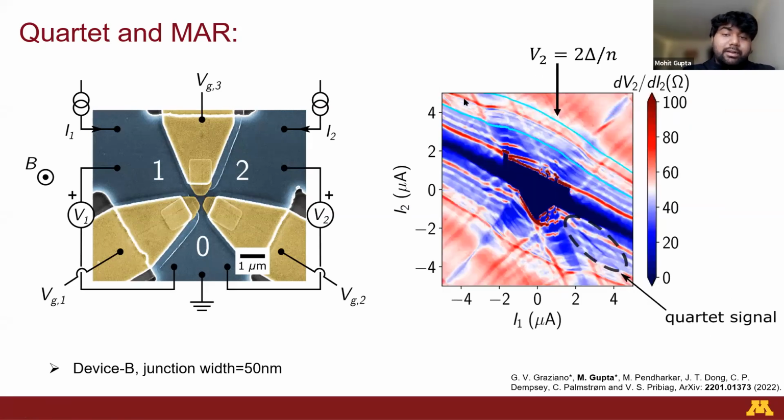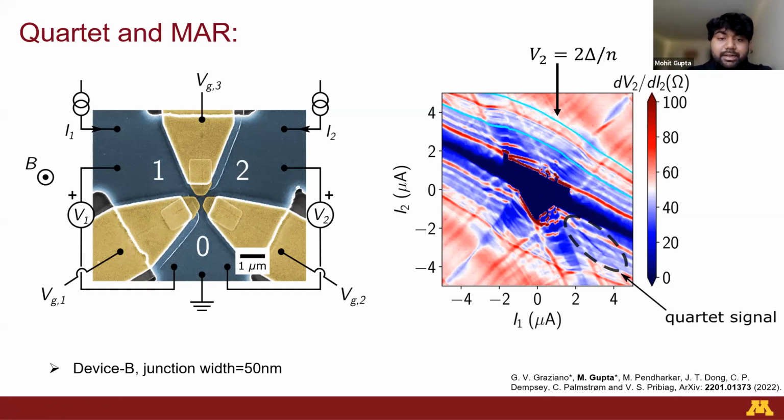And one can also plot dV2 over dI2. Then we observe this multiple Andreev reflections along V2 equals 2 delta over n. So we have this MAR happening between all three pairs of terminals. And along with that, we also see this quartet signal along V1 plus V2 equals 0. This quartet is a correlated set of 4 electrons. So these multiple Andreev reflections plus the quartet signal put our device in the phase coherent regime, which is a necessary condition to observe Andreev bound states.